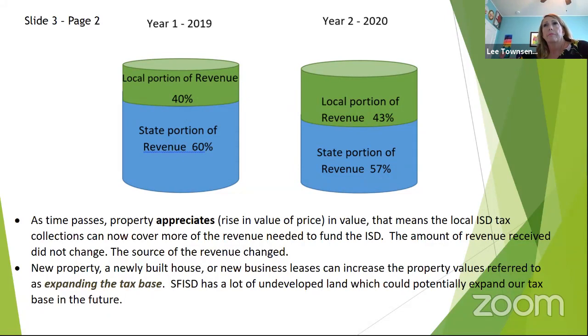Each ISD has a tax base that assesses and collects taxes from property owners. For 2019-20, Santa Fe ISD collected about 40% of our own revenue from our tax base. The state provided approximately 60% of the remaining revenue. As an ISD's property tax base grows, so does its ability to collect more revenue, so the state reduces its portion of support. This system works really well with growing communities.